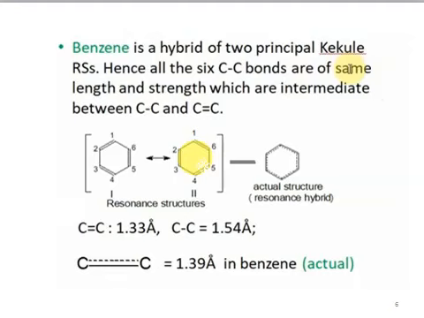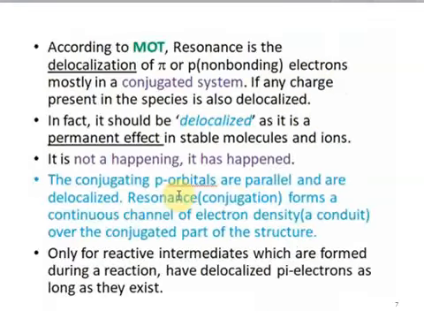But we cannot draw every carbon with a double bond because we would be violating valency. So both of these Lewis structures are canonical forms, contributing structures, and the structure we cannot draw properly is the resonance hybrid, or the actual structure.